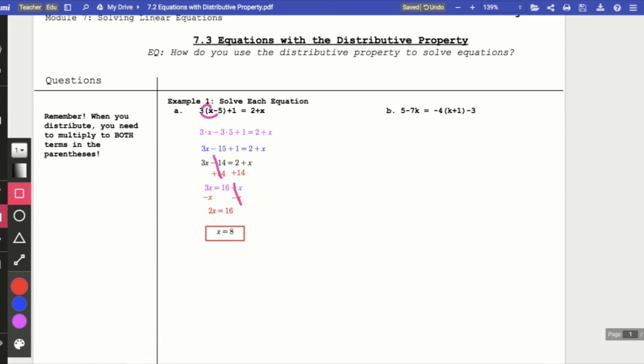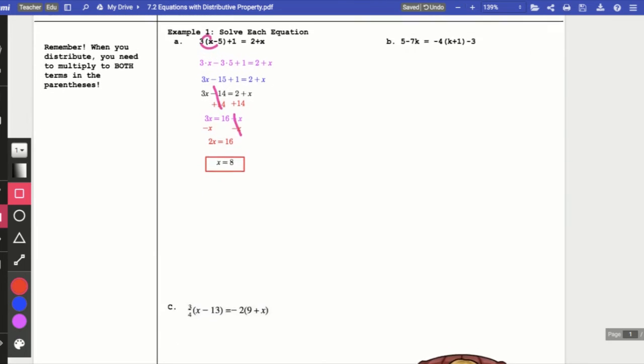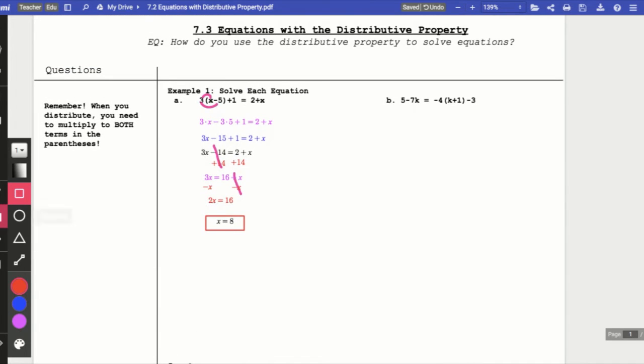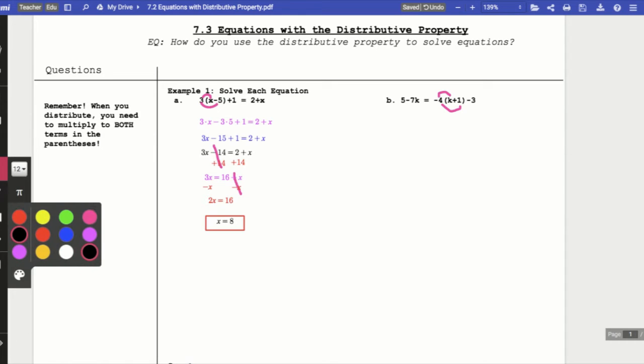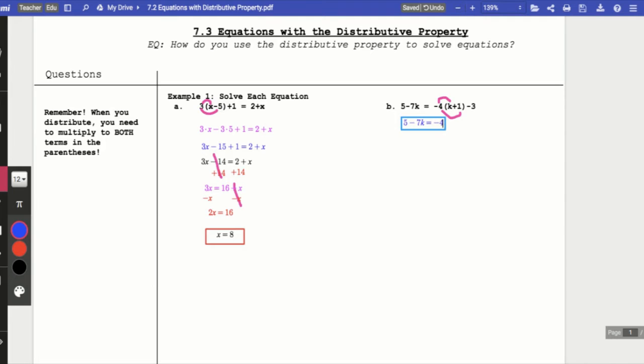Okay, so nothing too insane. We're going to do another example where we multiply a negative into the parentheses. So let's check out example B. Same idea. I'm going to do my math rainbows, multiplying negative 4 to k and negative 4 to 1. This time I'm not going to write out this first step. I'm going to go straight down to what it is multiplied, because I can do multiplication in my head. Sometimes the more steps we write, the more confusing it gets. So 5 minus 7k equals negative 4k minus 4, because negative 4 times 1 is negative 4, minus 3.